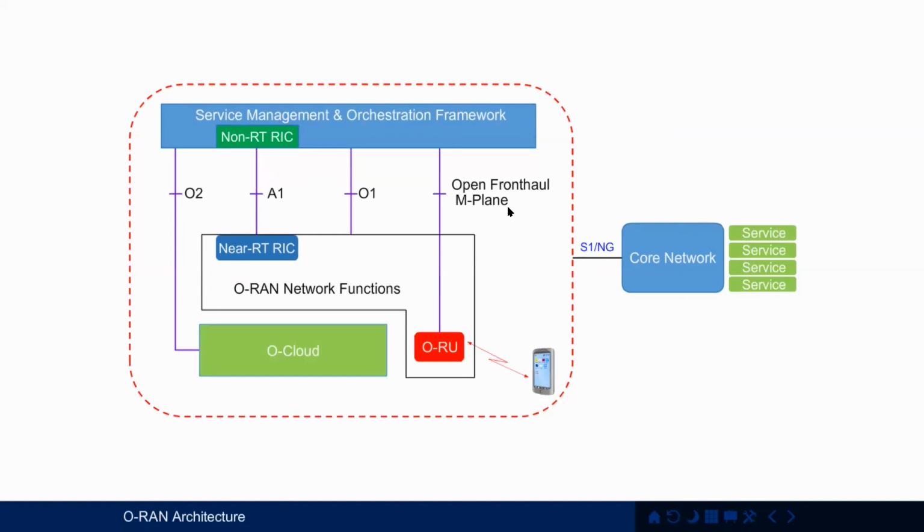We also have an open fronthaul M-plane interface connecting to an ORAN RU. An ORAN RU can't be virtualized, so it's drawn as a separate thing here. And so it needs to be managed, and that's done over the so-called open fronthaul M-plane interface. M for maintenance is the term here.